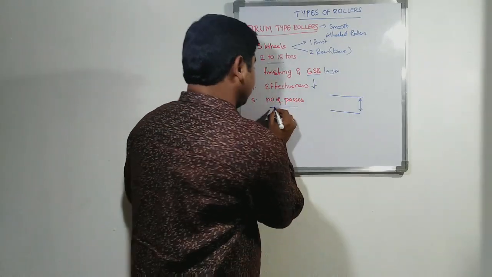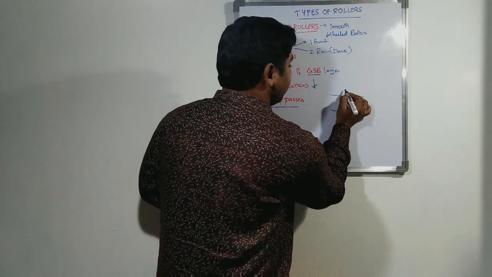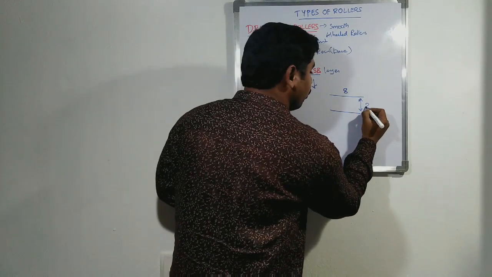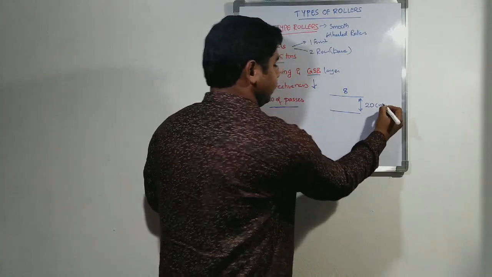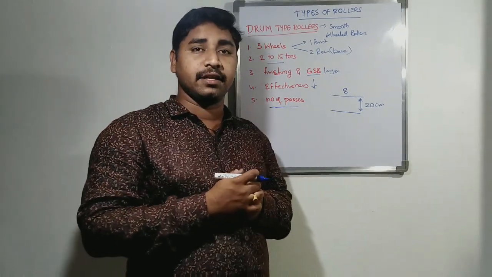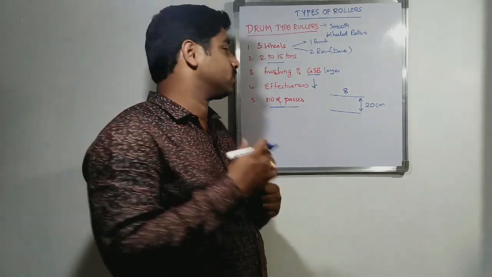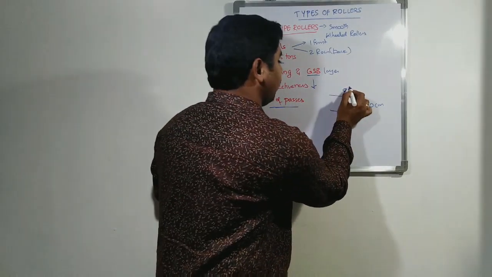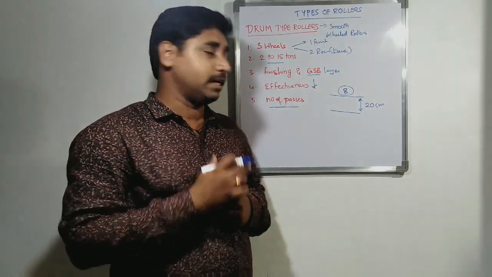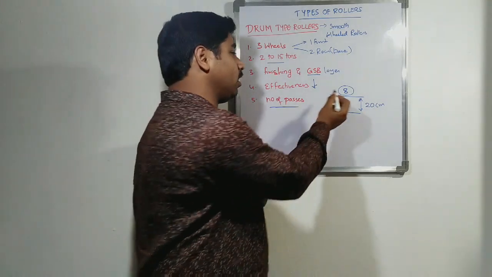Coming to the number of passes, more frequently we will be adopting 8 passes for compacting a layer of around 20 centimeters thick. It has been proven that a 20 centimeter thick layer can be quite effectively compacted with this drum type roller by rolling 8 times on that layer. That is why the number of passes we will be adopting for this layer is around 8.